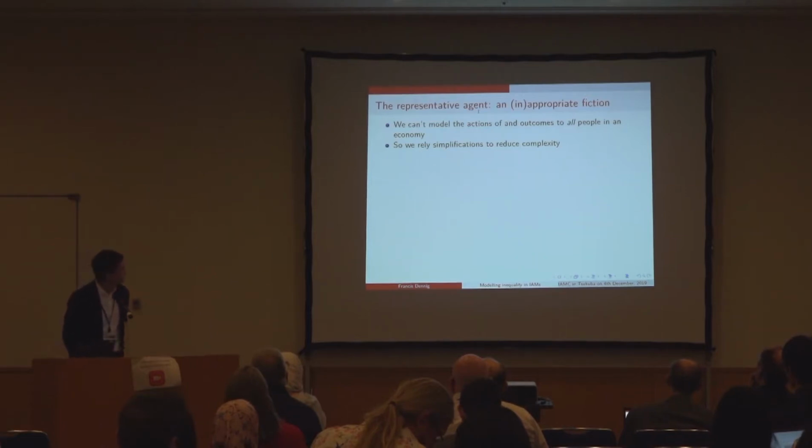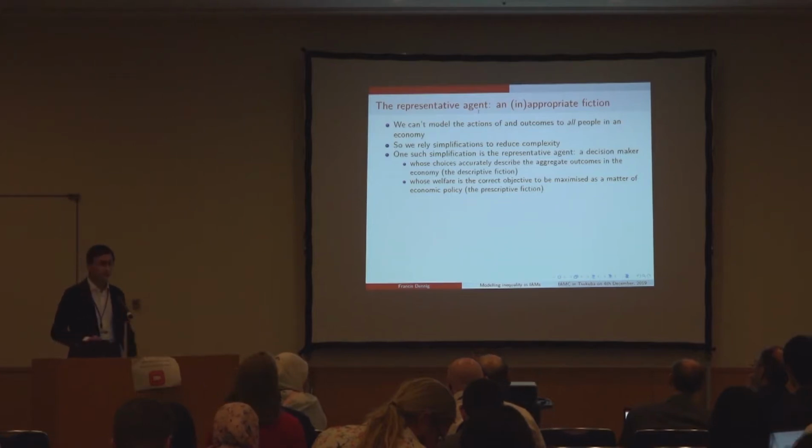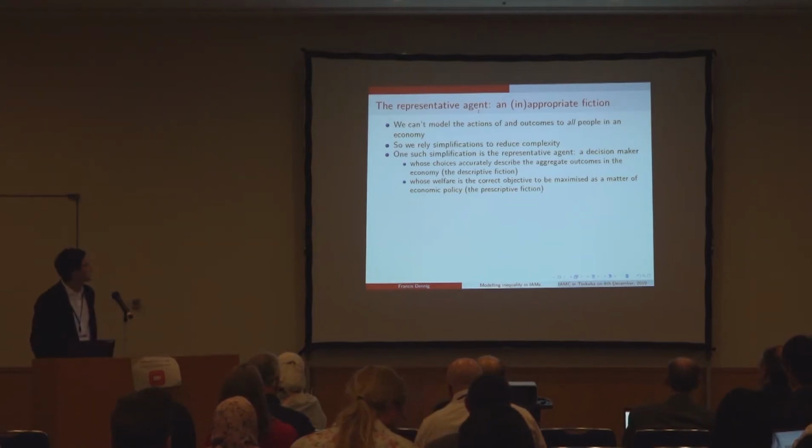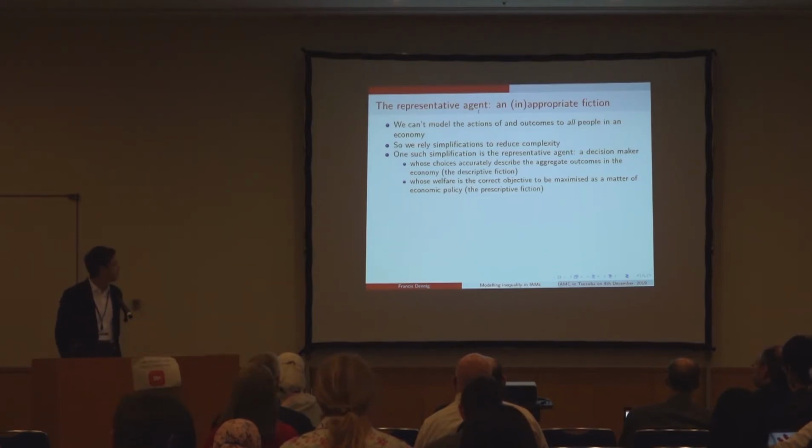Obviously when we're trying to model complex systems, we can't model all the actions and outcomes that are going on, right? So we need some kind of simplifications to reduce the complexity of the model. And often the first thing to go is a description of the heterogeneity of the people making decisions. We have this one specific simplification that we use in economics called the representative agent. The representative agent is really just a decision maker, whose choices are supposed to accurately describe the aggregate outcomes of the economy. I'm going to call this the descriptive fiction of the representative agent.